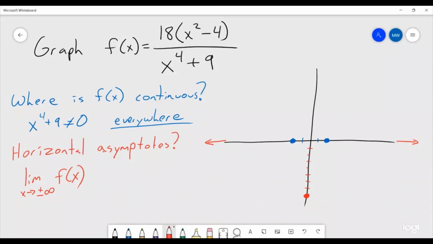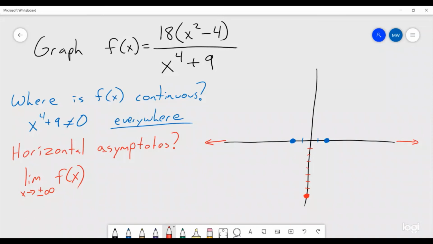The only question is, is it going to be positive or negative 0? Or approaching 0 from the positive direction or from the negative direction? Well, as x is really, really big, the top is going to be positive, and the bottom's positive, so it's going to be approaching from just above the axis. So that tells us a little bit more information.